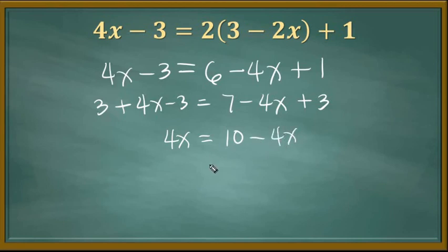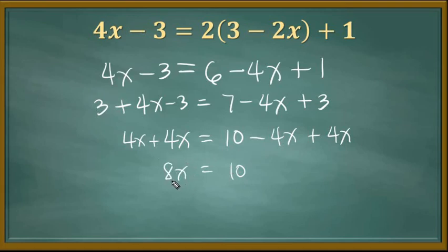Next, we can try and eliminate the negative 4x term on the right side by adding its additive inverse, which is 4x, to both sides of the equation. The right side becomes just 10, while the left side becomes 8x.